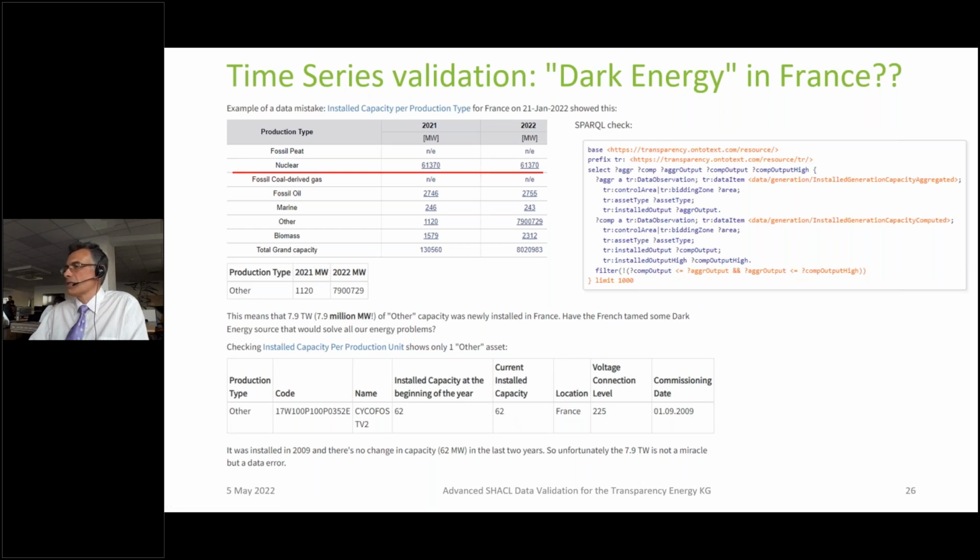So we have a validation rule that says the aggregated capacity, we are going to compare it against the computed capacity from the individual power plants in that area, and we would like the aggregated capacity to be within a certain bound of the computed capacity, between 100 and 130%.